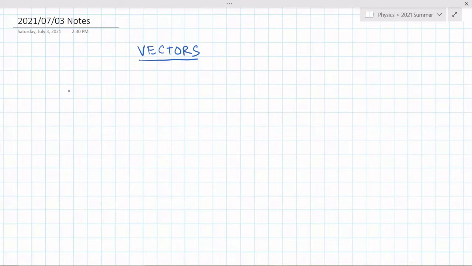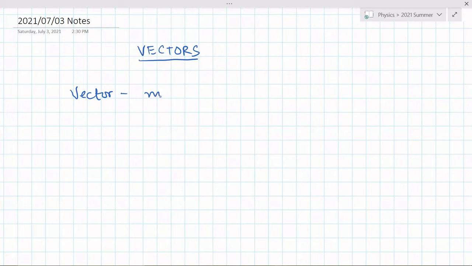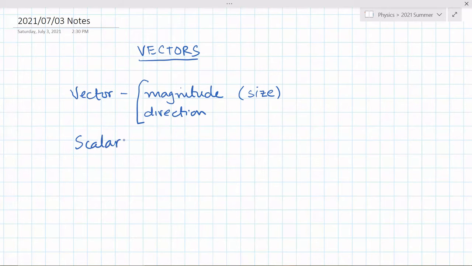So what's the key concept of a vector? A vector has a magnitude and a direction. Right? Magnitude means the size, the amount. And compared to the things that do not have direction, the quantities for which we may not consider direction, those are called scalars.